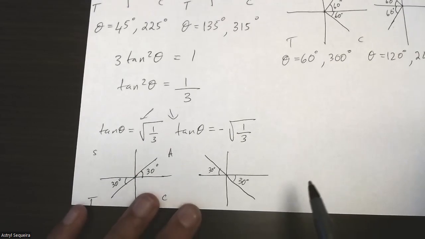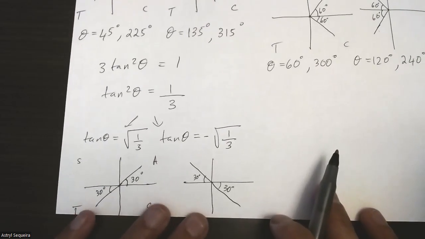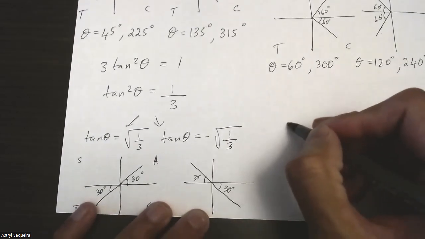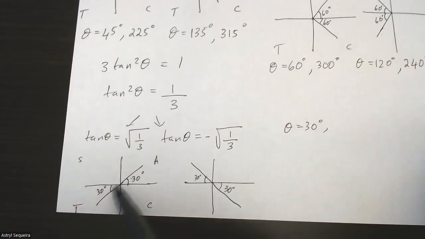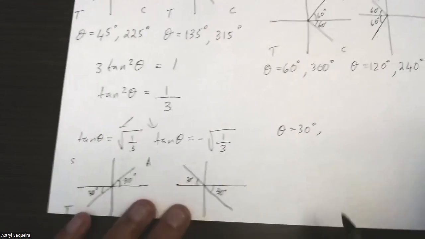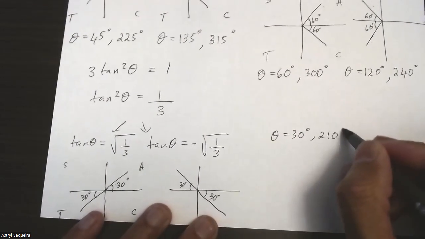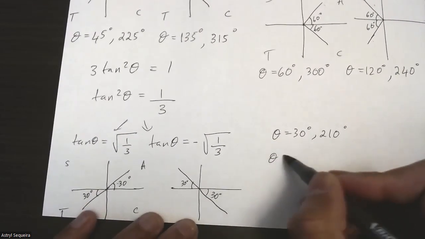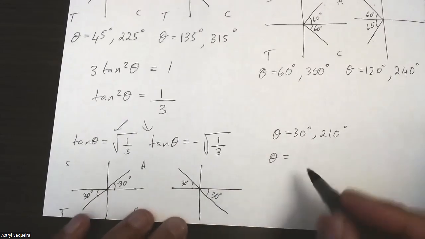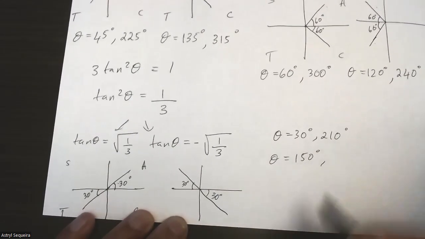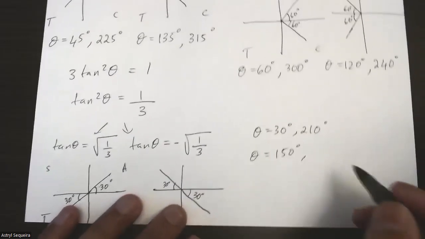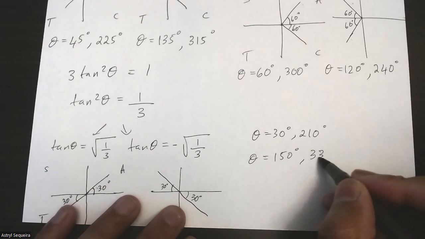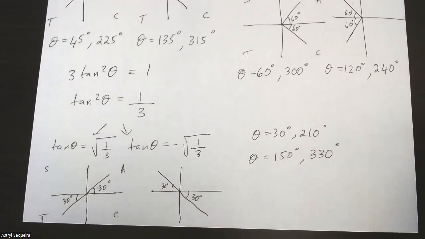And now to list all my solutions, my first solution is going to be 30 degrees. My second solution is 180 plus 30, which is 210 degrees. Then over here, my first solution is 180 minus 30, which is 150 degrees. And my second solution is 360 minus 30, which is 330 degrees.